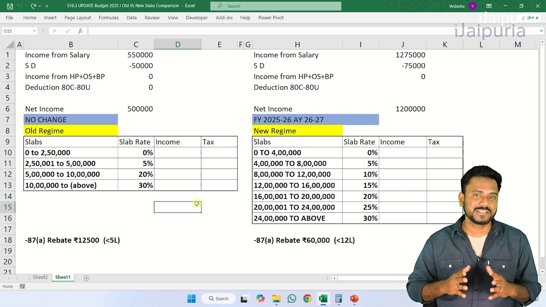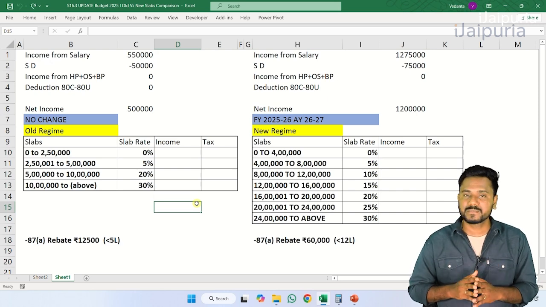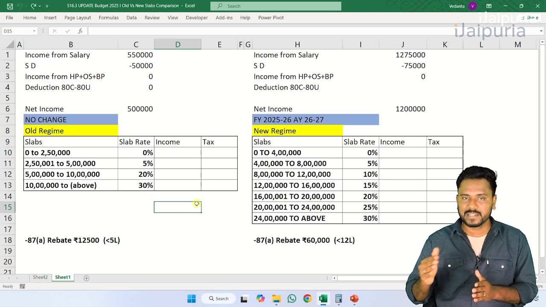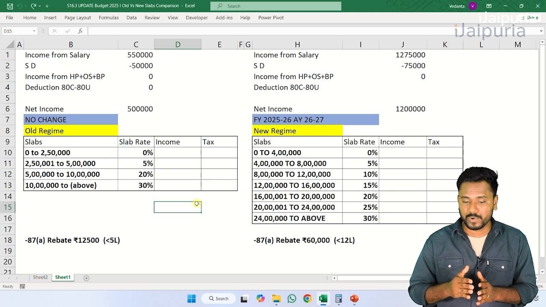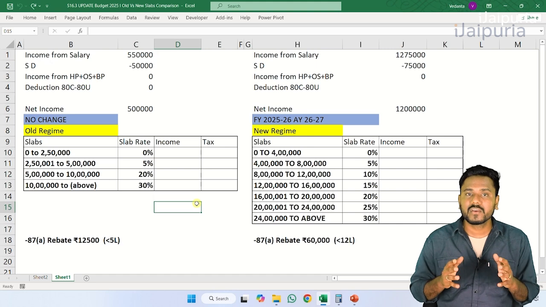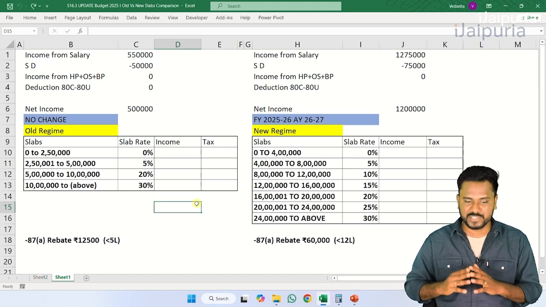And there is no change in the old regime, but in the new regime, the earlier slabs were like this: 0 to 3 lakhs, 3 to 6 lakhs, like that. But now it is updated to 0 to 4 lakhs, 4 lakhs to 8 lakhs, 8 lakhs to 12 lakhs and so on. So we are just going to have a quick review comparing the old regime and the new regime.